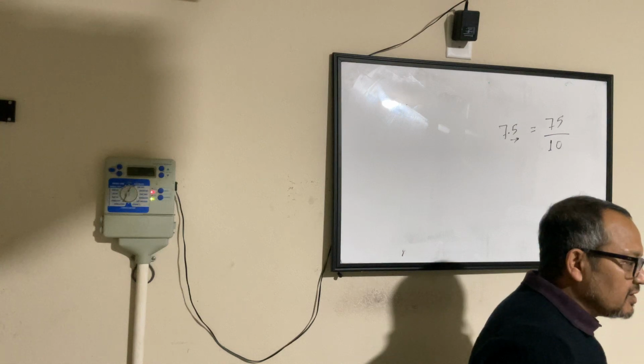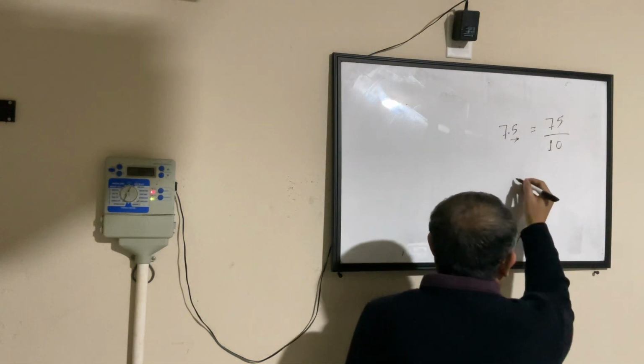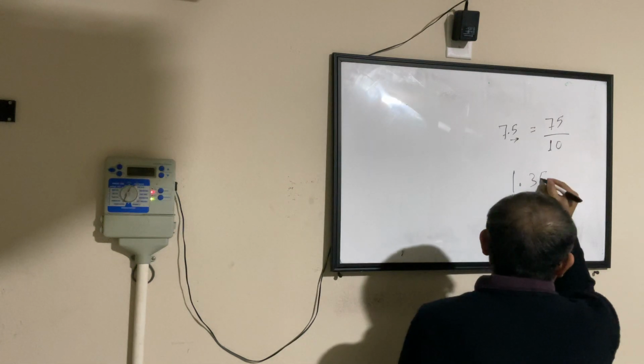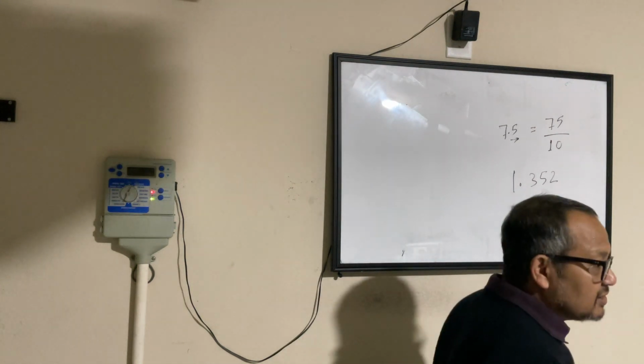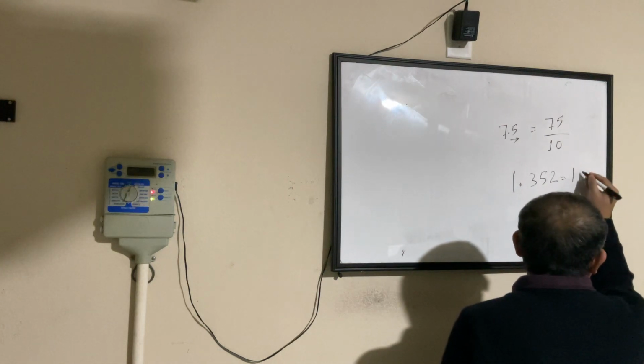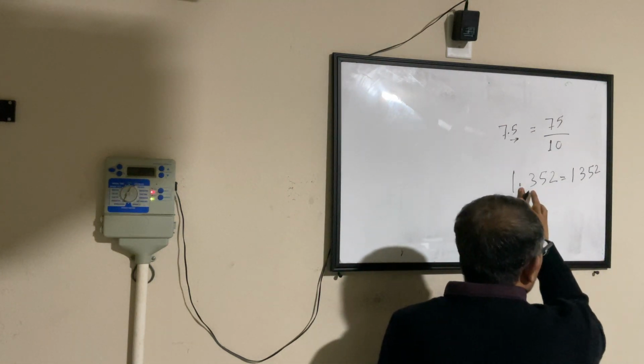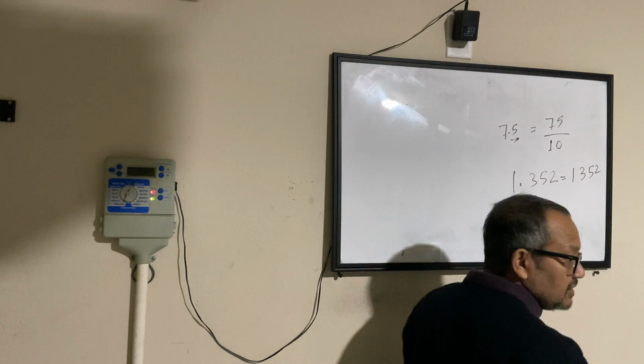Yeah, Mandeep. Okay. You got it, right? If I have, let's say, 1.352, convert it to a fraction, what will that become? I will just write this number as is, 1352. Forget about the decimal for a little bit. I have written the number.